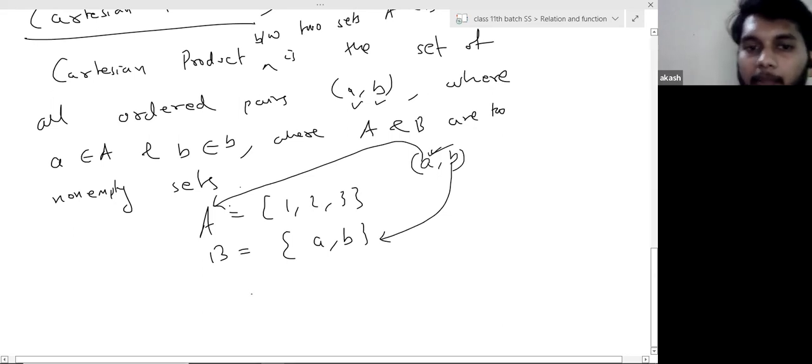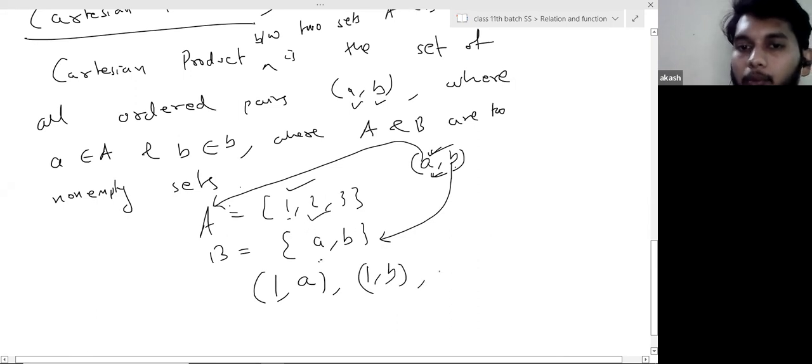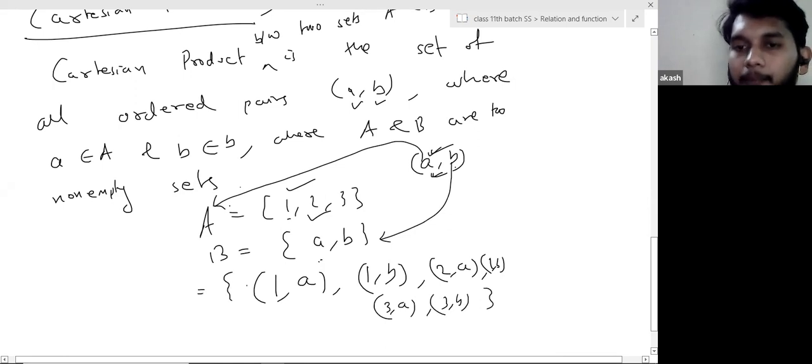All right. So let me tell you what. The first element we can choose 1. The second element from set B. So (1, a). Now we have to see if any other pair is possible with 1 as the first element. Yes, (1, b). Now we'll move on to 2. (2, a) and (2, b). (3, a) and (3, b). This set is called the Cartesian product of A and B.